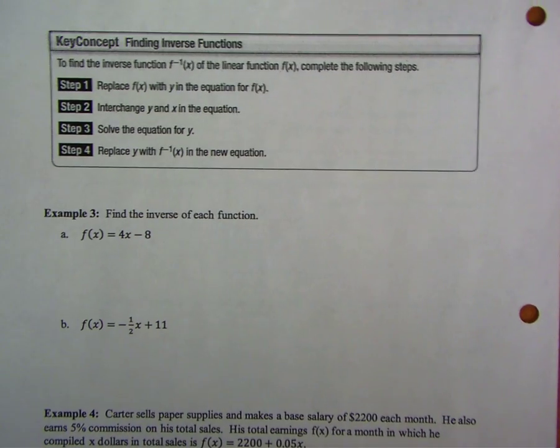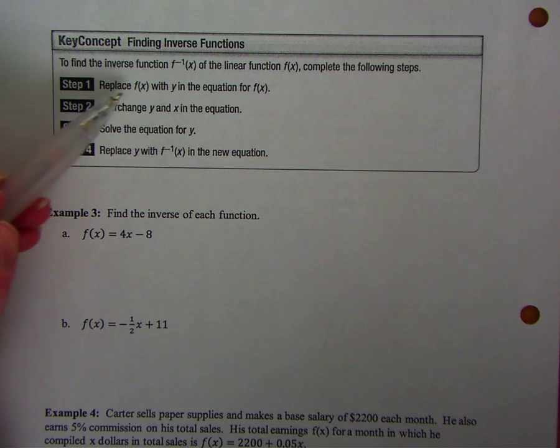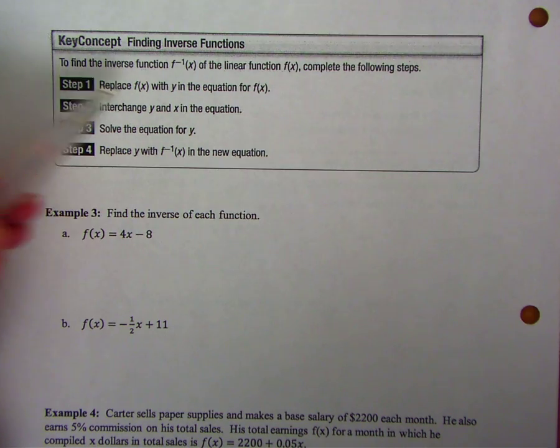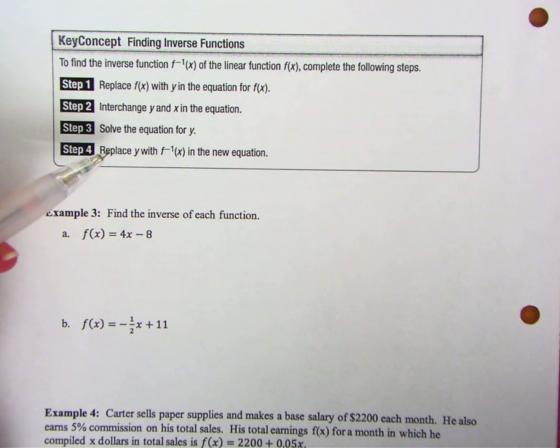So continuing on, if we're finding the inverse of a function in which we're given the actual function equation, we're going to follow these steps. We're going to replace the f of x with a y. Then we're going to change the x and the y, just like we did with the coordinates, and solve for y, and then go back to our original.